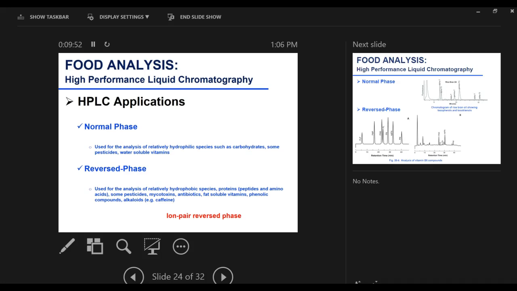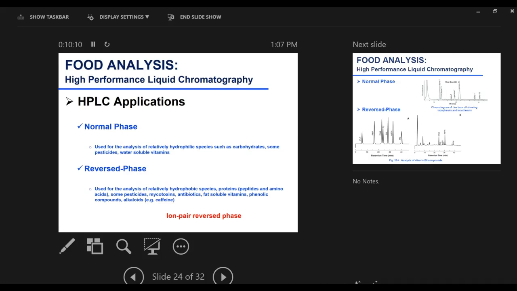I say some because some pesticides are polar, others are non-polar. So it really depends on the chemical structure of the pesticide, of the mycotoxins, of the antibiotics. There's so many, there's a big group of chemicals that differ in their characteristics.